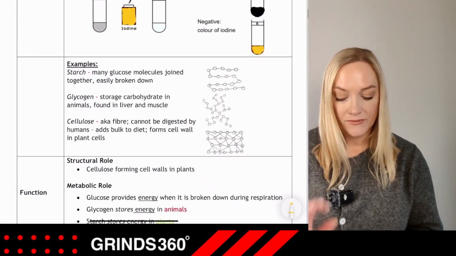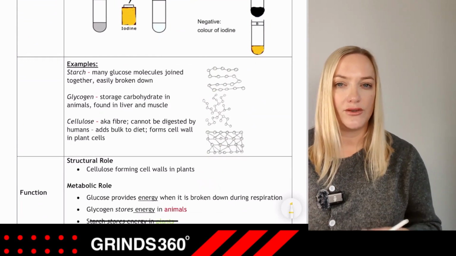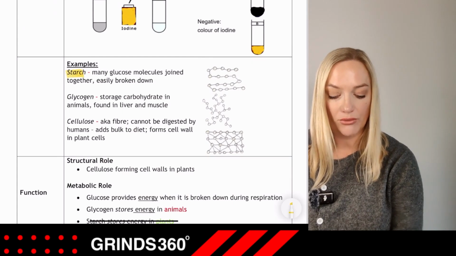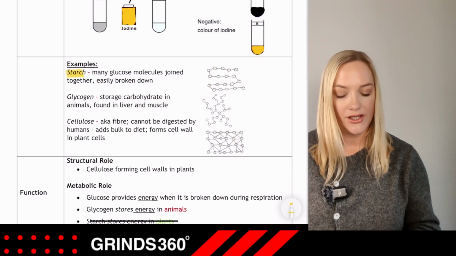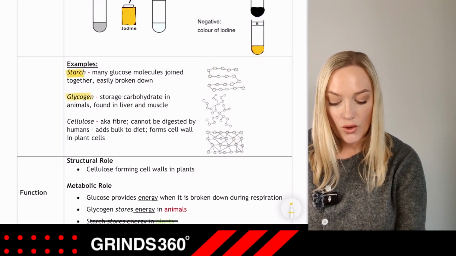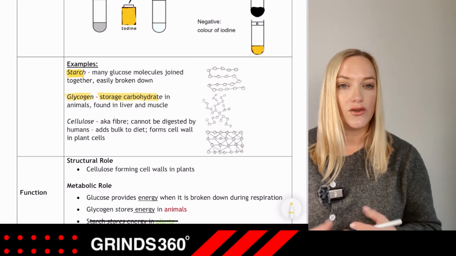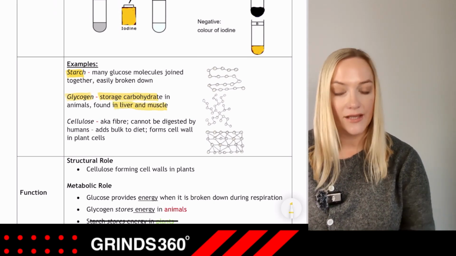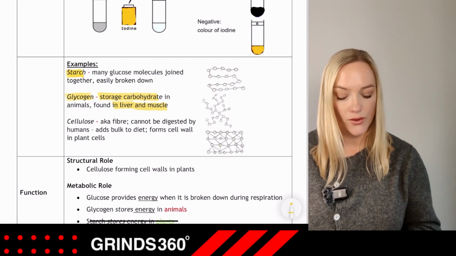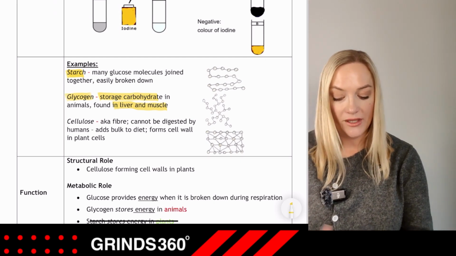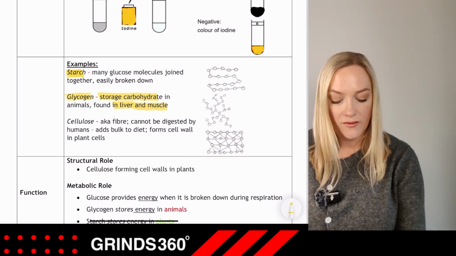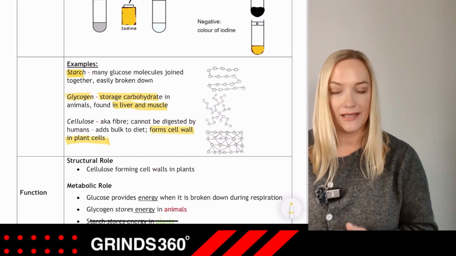So starch is many glucose units joined together. It can be easily broken down. Glycogen. Glycogen is a storage carbohydrate in animals, and it's mainly found in liver and muscle. Cellulose, also known as fibre, cannot be digested by humans. It adds bulk to the diet, but it can also form cell wall in plant cells.